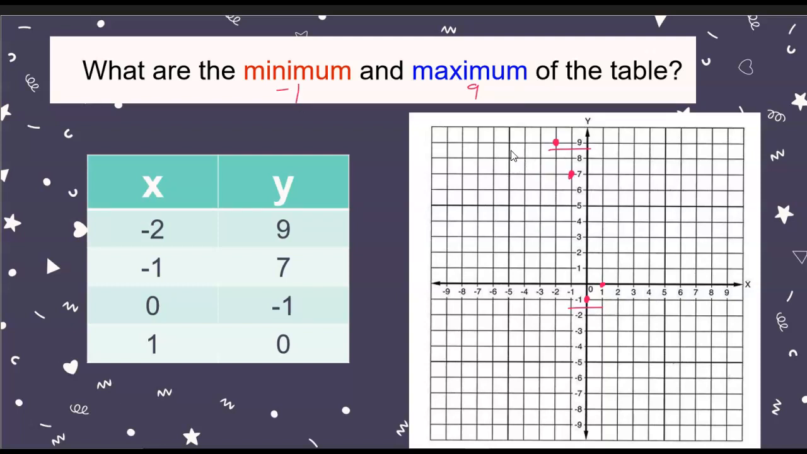Now if you don't want to graph these points, you can notice we took those two values from the y values. Our biggest y value is our maximum. Our smallest y value is our minimum. That corresponds to the top and the bottom y values on the graph.